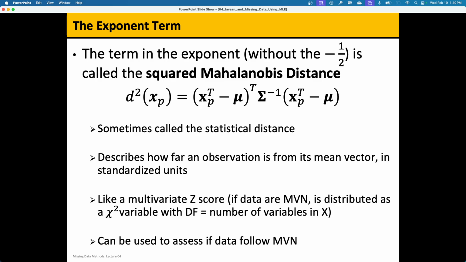Here's some multivariate normal trivia. Not that you wanted it, but just when you're at your parties with your friends and you want to impress people, this is it right here. The term in the exponent is sometimes called the squared, and I kid you not, we call this the Mahalanobis distance. I believe named for the person who probably talked about it or showed how it was distributed. It turns out this thing is like a multivariable z-score, but it's a chi-square distribution. Sometimes people have used that to assess if data are jointly multivariate normal, right? You can think about QQ plots of chi-squares versus squared Mahalanobis distances.